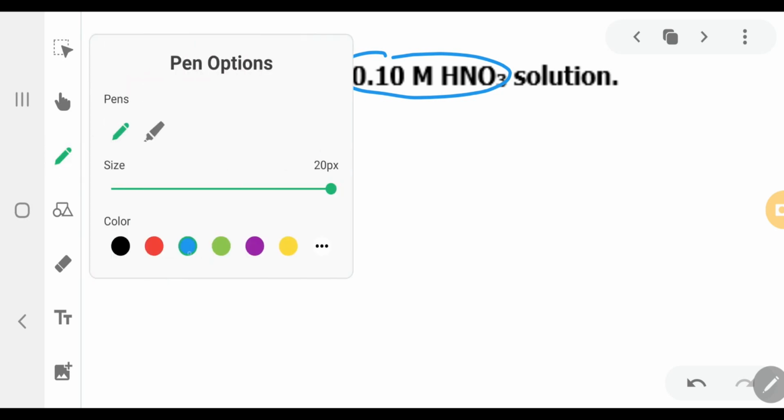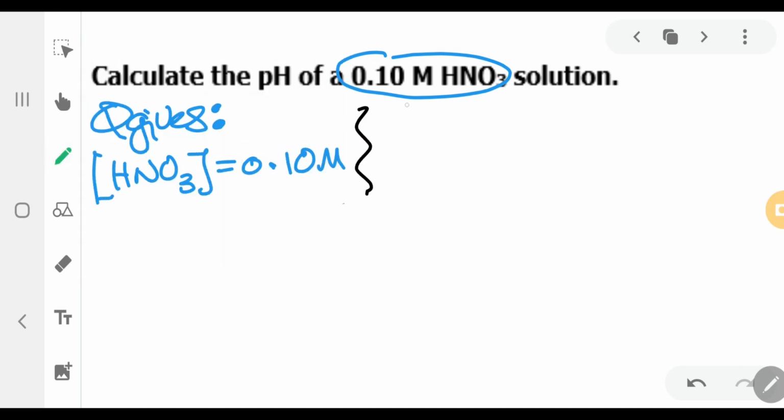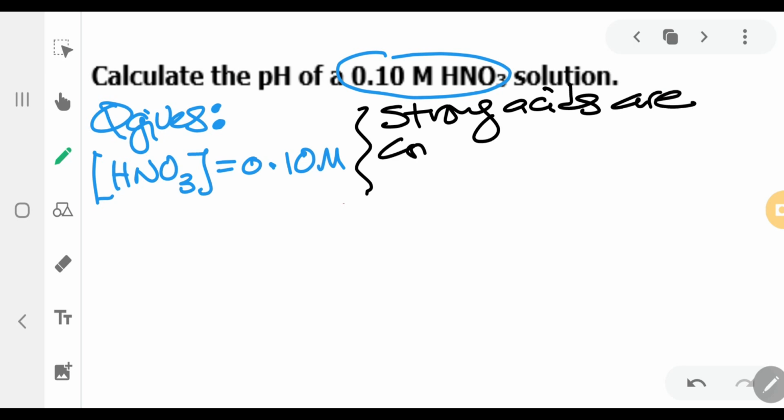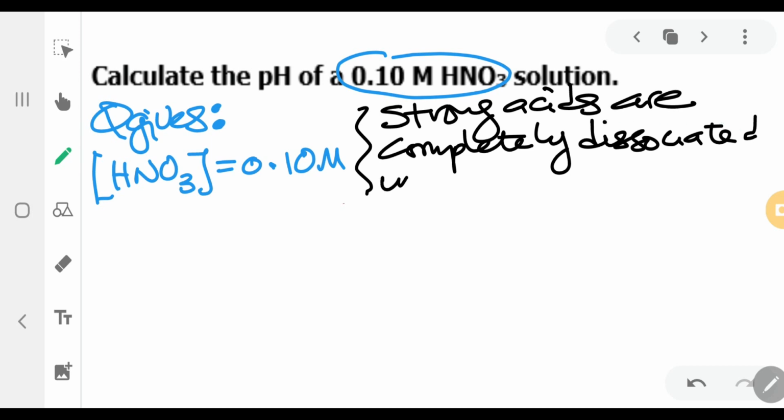So do remember that strong acids are completely dissociated in aqueous solution. So this is the definition of strong acids. We have talked about that in the previous video, so you can check it out. Okay, so strong acids are completely dissociated in aqueous solution. Why is this very important?